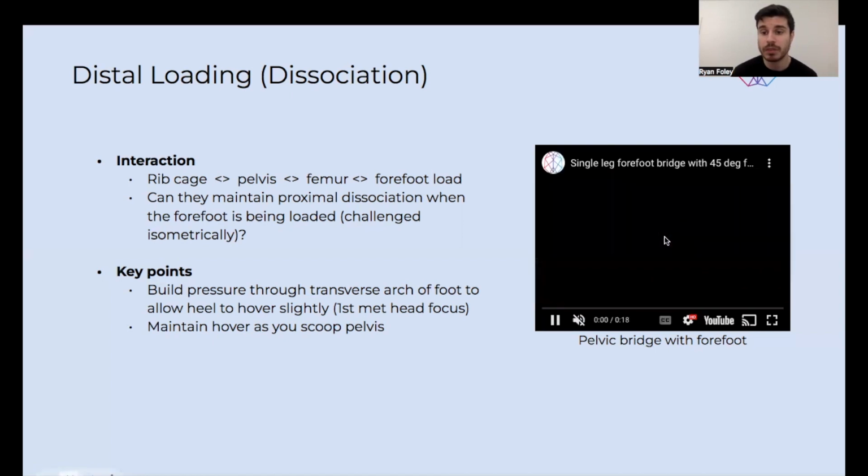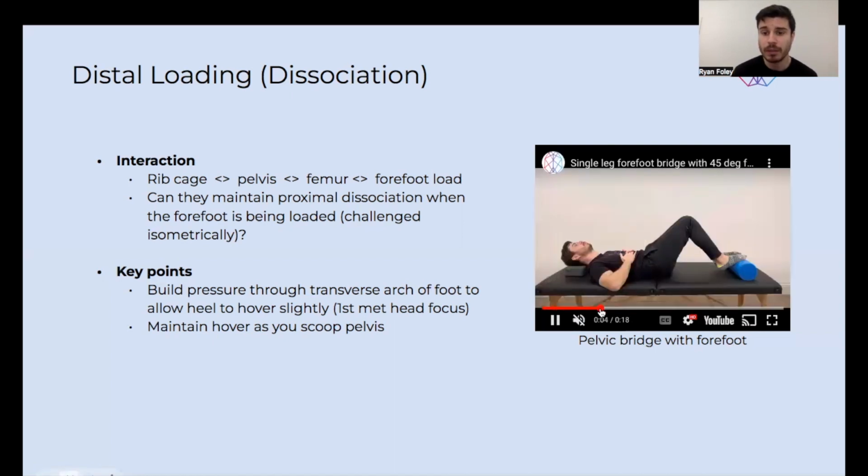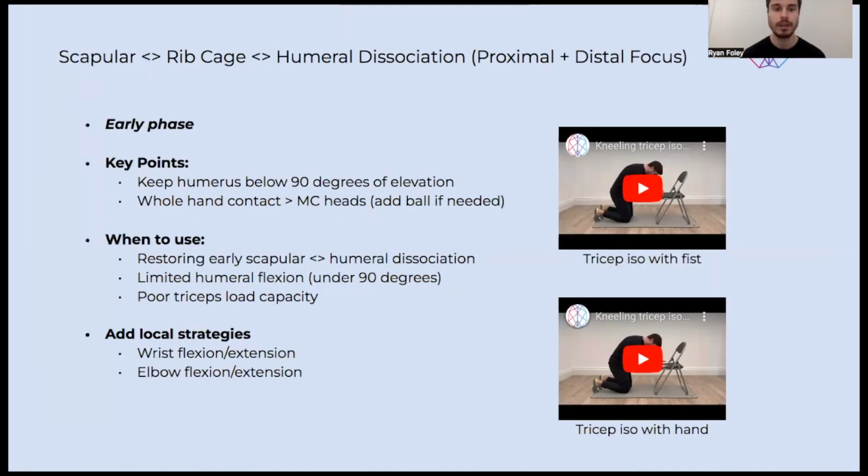But what you can see in this strategy as well is that the femur is no longer at 90 degrees. The femur is extended, which is going to challenge that capacity to maintain that proximal dissociation. So as the femur extends, that's going to try to flex the pelvis. So it's going to challenge the capacity to maintain that pelvic extension. So again, some example early phase loading strategies here, while challenging the load capacity of the muscular tissues, but considering the behavior of the joint segmental structures as well.